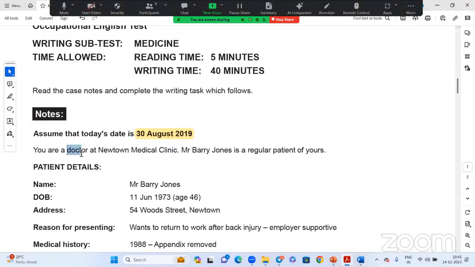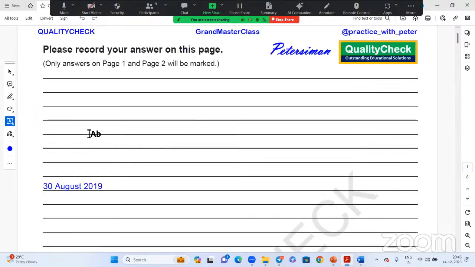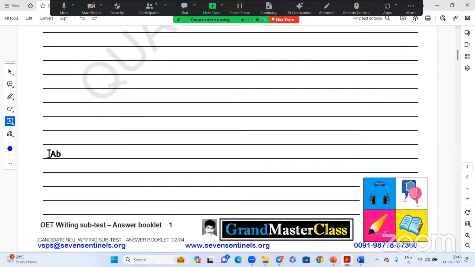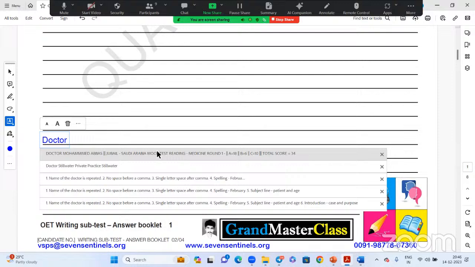You're a doctor. This is the seventh component. You're a doctor at Newtown Medical Clinic. So this is the first component, second component, and last, the seventh component. Let us take this one. You're a doctor.